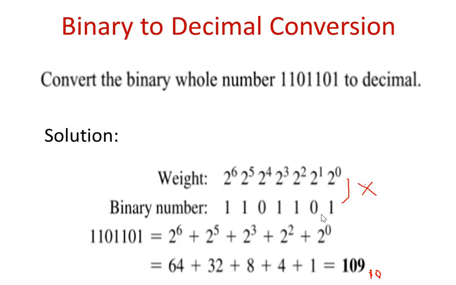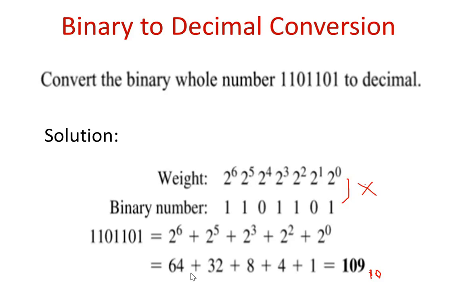Next we have to multiply each digit with its weight. So 1 into 2 power 0 is 2 power 0, plus 0 into 2 power 1 is 0, so we didn't write it here. Then 1 into 2 power 2 is 2 power 2, plus 1 into 2 power 3 is 2 power 3, plus 0 into 2 power 4 is 0, so we didn't write it here. And 1 into 2 power 5 is 2 power 5, plus 1 into 2 power 6.